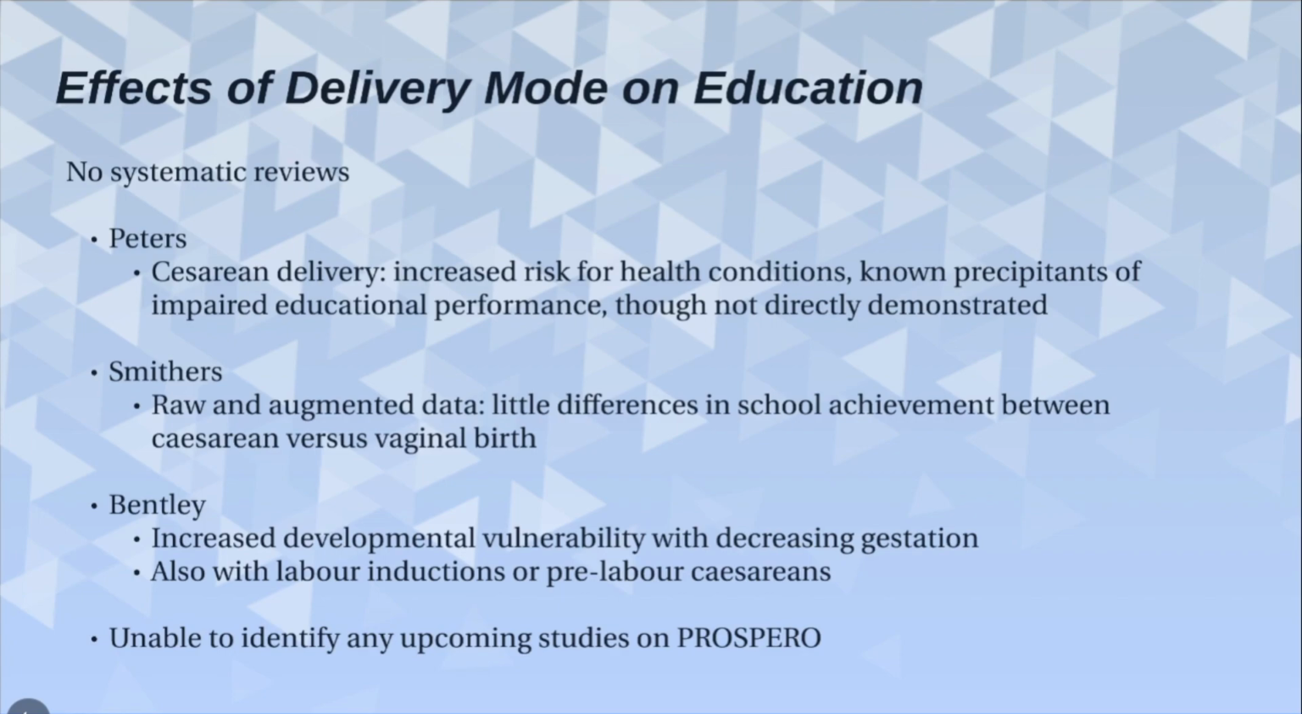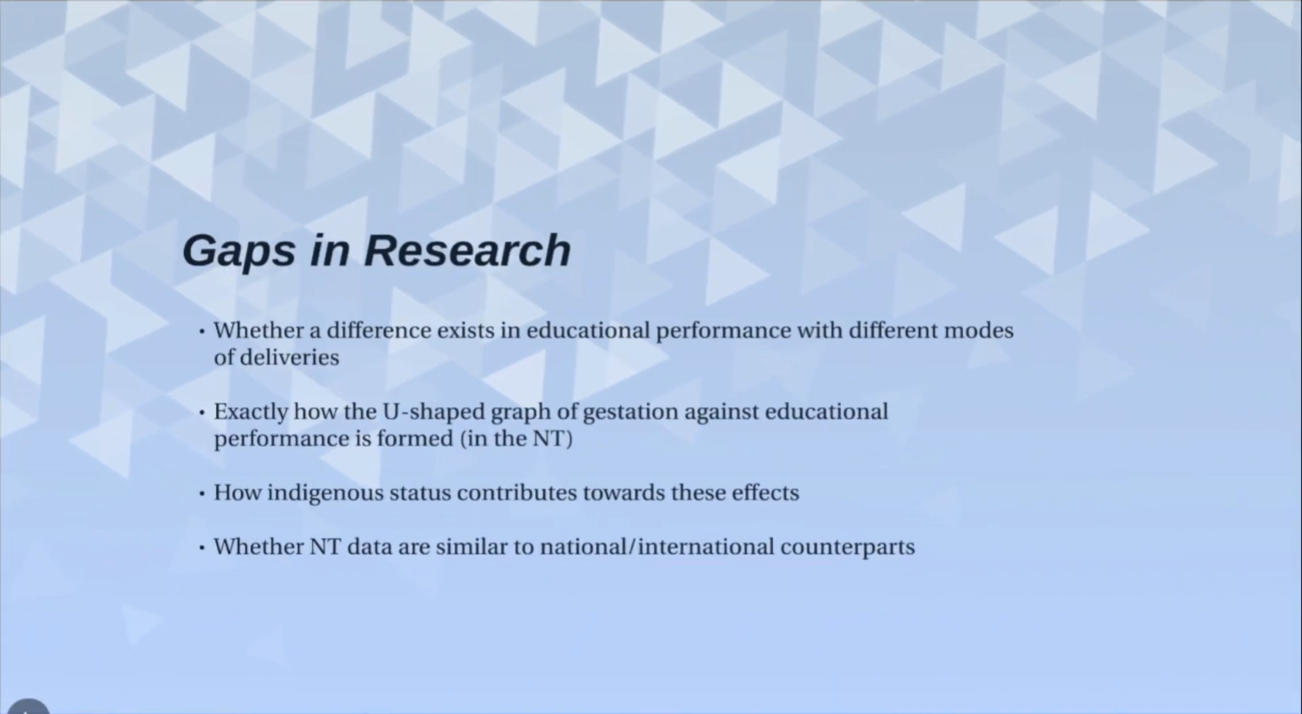Furthermore, Smithers found that both the raw and augmented data suggested little differences in school achievement between children born by caesarean versus vaginal birth. Contrastingly, Bentley showed increased developmental vulnerability with decreasing gestational age as well as with labour inductions or pre-labour caesareans. Therefore, similar to the effect of gestation, literature on the impact of delivery mode on education is not entirely consistent, and I was also unable to identify any upcoming studies on Prospero that aim to clarify this.